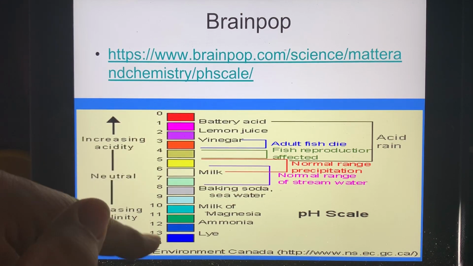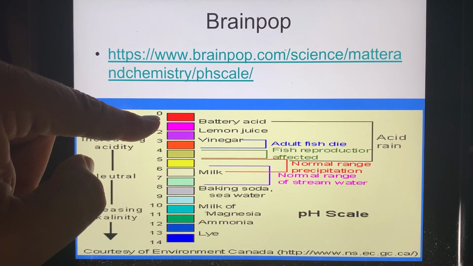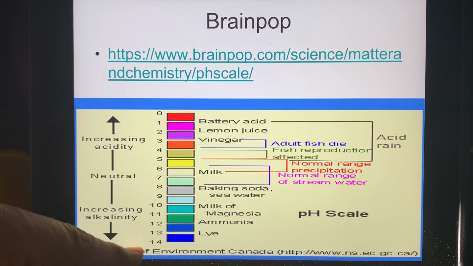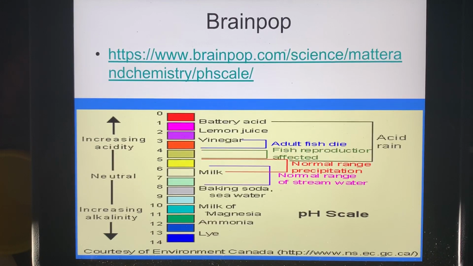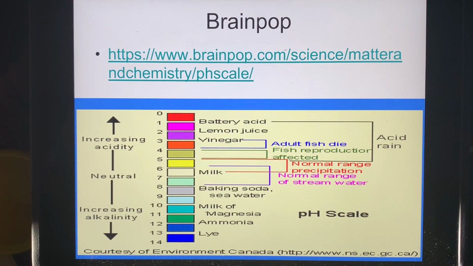Now, here's your pH scale. It ranges from 0 to 14. The strongest acids are close to 0. The strongest bases are close to 14. So if you look at some of the things that we've come across that you've seen every day, battery acid is one of the strongest acids, close to 0.